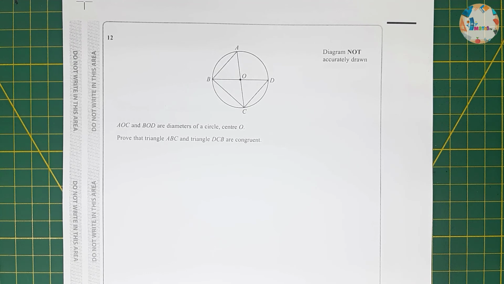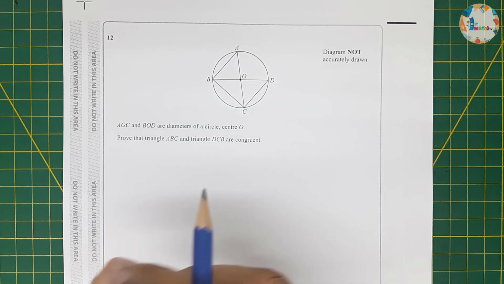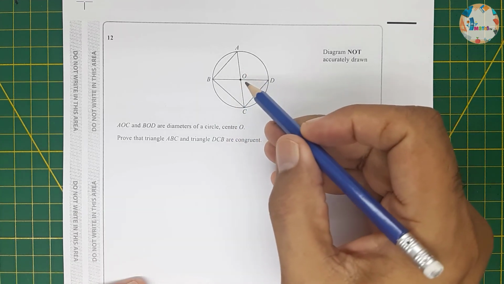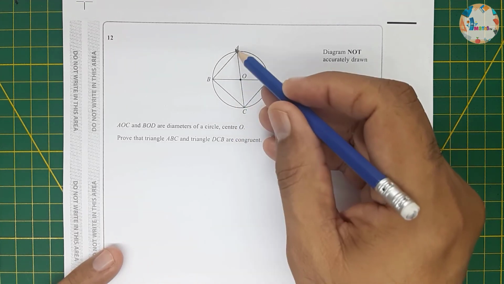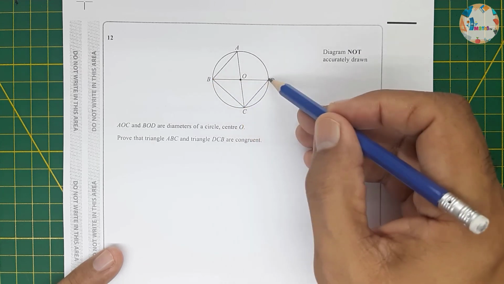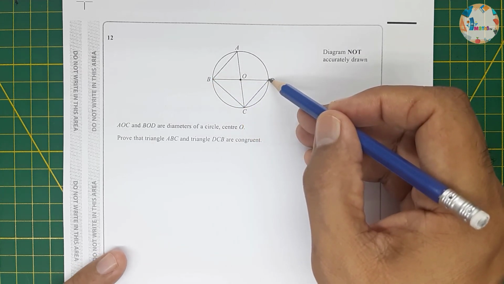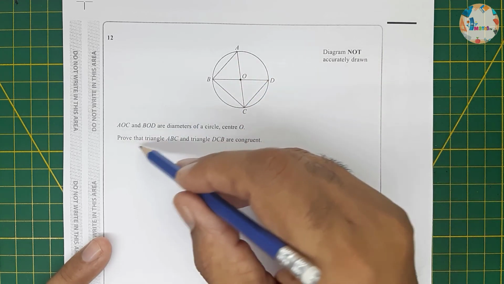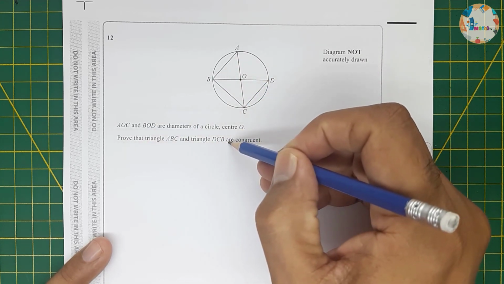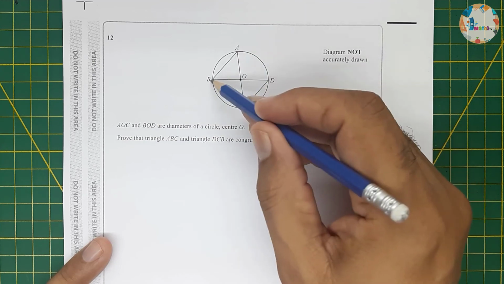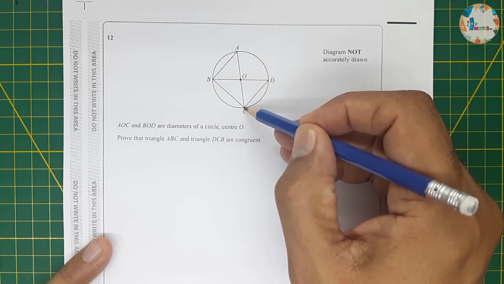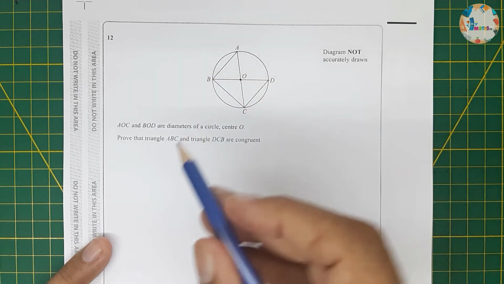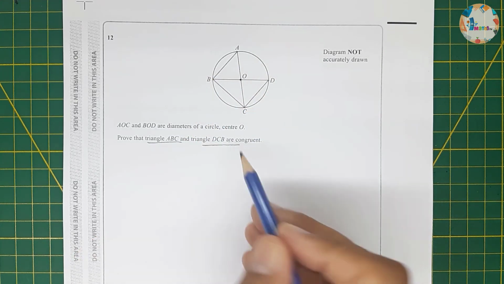Now question number 12, AOC and BOD are diameters of a circle. So AOC is a diameter, BOD is also a diameter, the center is O, so the diameters are passing through the center. Prove that triangle ABC and triangle DCB are congruent. So we have to prove that these two triangles are congruent.